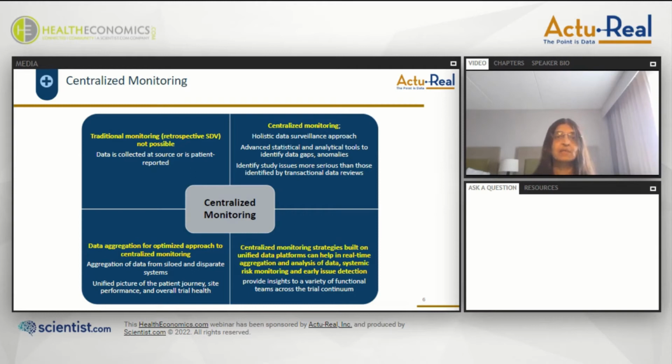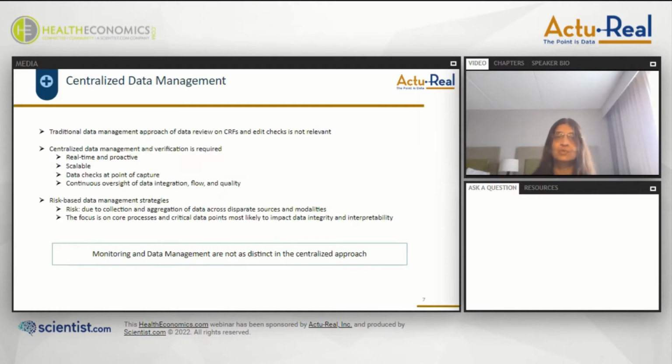Centralized monitoring, as we can imagine, will work best when data can be aggregated so that there is an optimized way of looking at data holistically and in an aggregate manner. So data aggregation from siloed and disparate systems is critical to do effective centralized monitoring. The strategies are built upon this kind of unified data platform. The biggest advantage is that this allows us to have a unified picture of the patient journey, the performance of the patients, and the overall health of the trial, so all dimensions of how the trial is going.